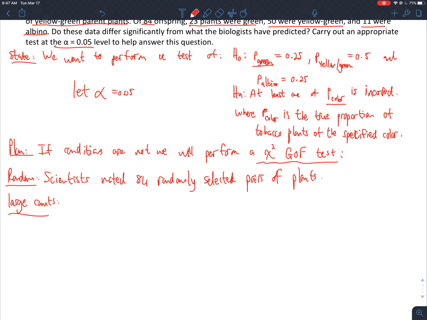So I have to calculate this now. So we say the expected counts, and we have to list them. What are they? Again, it's the claimed proportion. So we should maybe state the color. So green, coming from here. Okay, green coming from there.